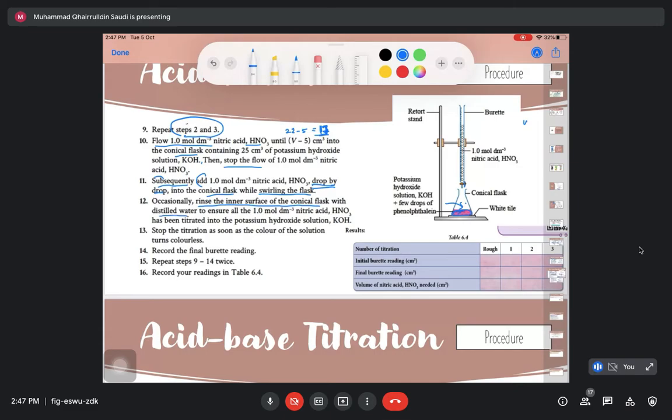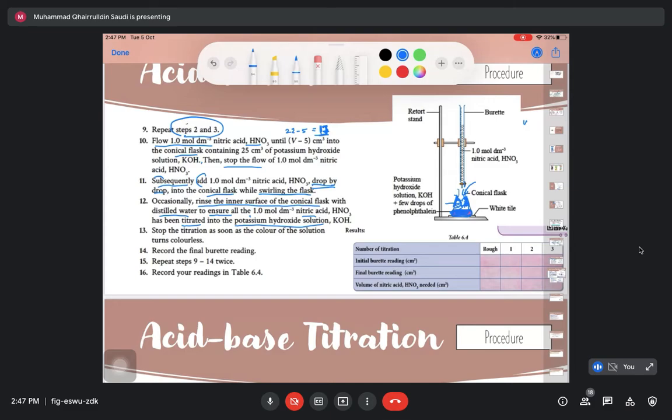Okay, dia kata kadang-kadang awak rinsekan tepi conical flask ni dengan distilled water. Why? To ensure all the nitric acid yang mungkin terpecik ke tepi, ke kiri, ke kanan conical flask ni semua masuk balik dekat dalam alkali. Semua berjumpa dengan alkali. Okay, to ensure all the nitric acid titrated into the potassium hydroxide solution.